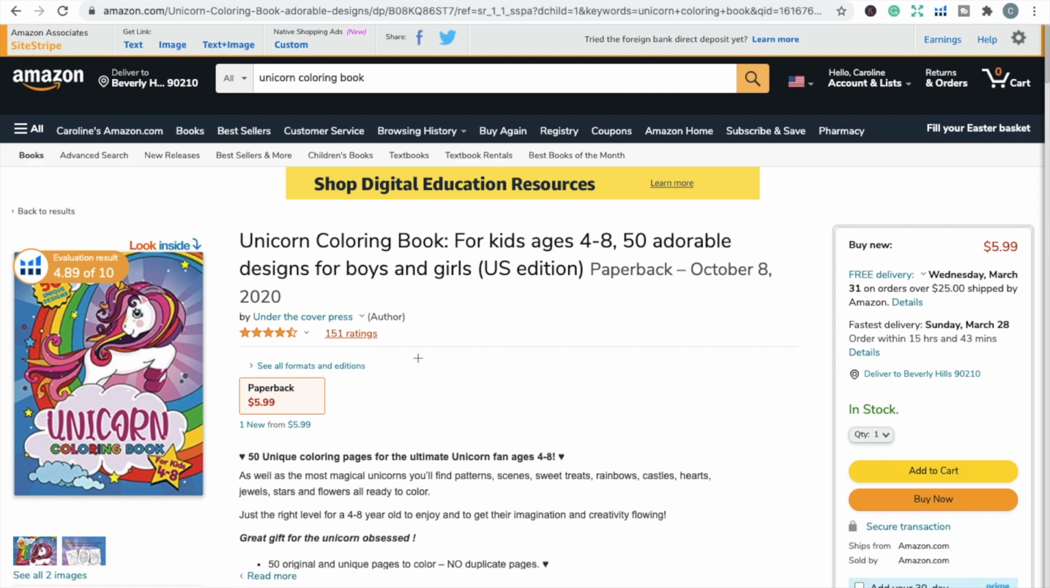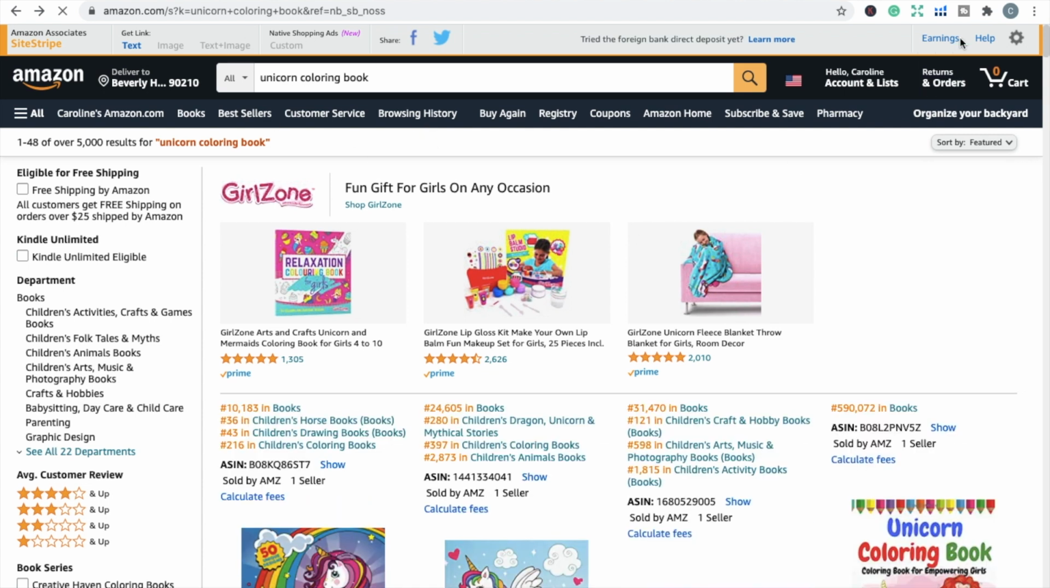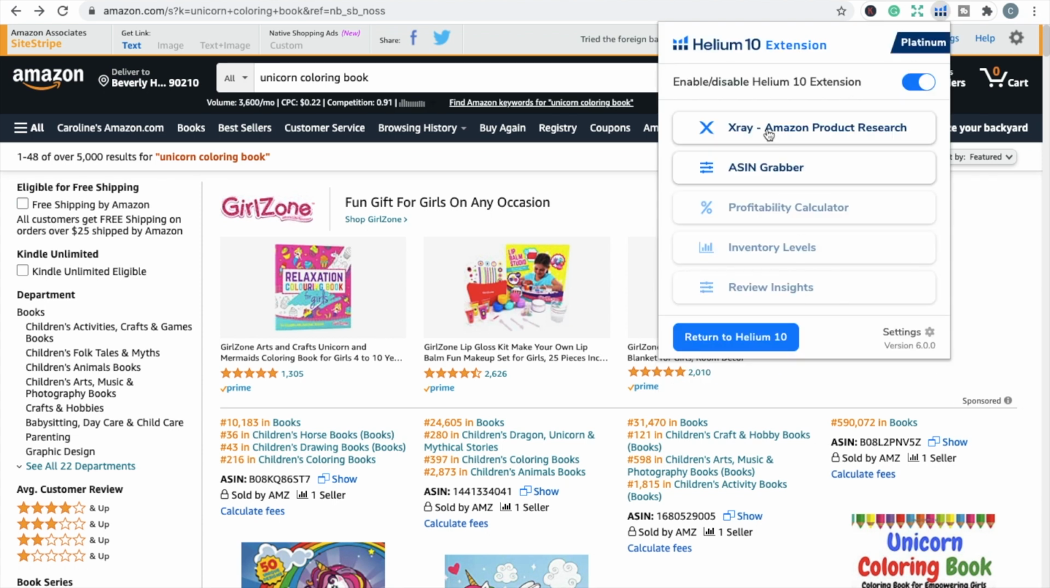That is all really great information to have, but you still have to scroll down through all the search results to see the info about each listing. But there is this neat little tool called XRay. So if we're on the search results page here, we have searched for unicorn coloring book. Now up here on your extensions toolbar, if you click the Helium 10 logo, it gives XRay here, and you just click on that.